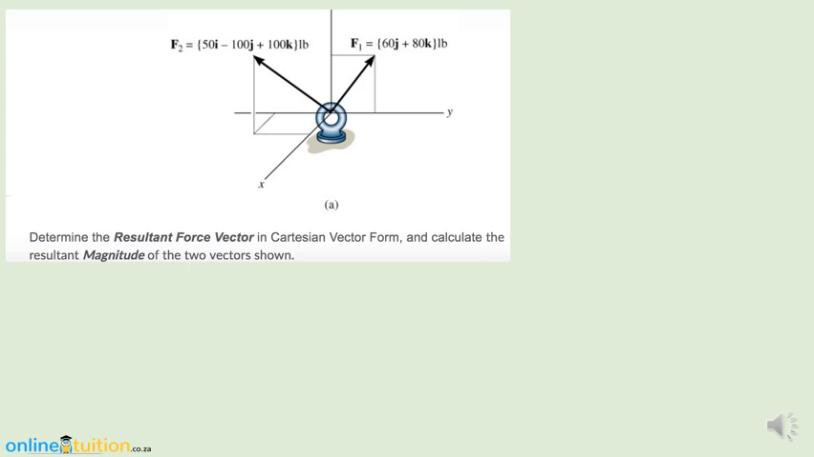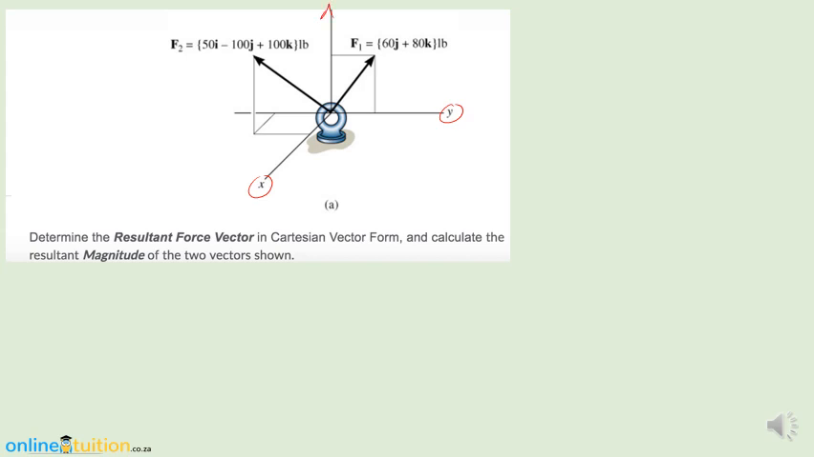Okay, so here's a little nifty problem that I've found. That is, determine the resultant force vector in Cartesian form and calculate the resultant magnitude of the two vectors shown. So there you have two forces acting on this little hook. Is it a hook? An eye, it's an eye, something like that. So force F1 pulling in that particular direction, 60j plus 80k, X component is 0, and then F2 has 3 components. Just keep an eye on the coordinate system. That's also very important. So X pointing towards us, Y there, and Z obviously pointing up in the vertical direction.